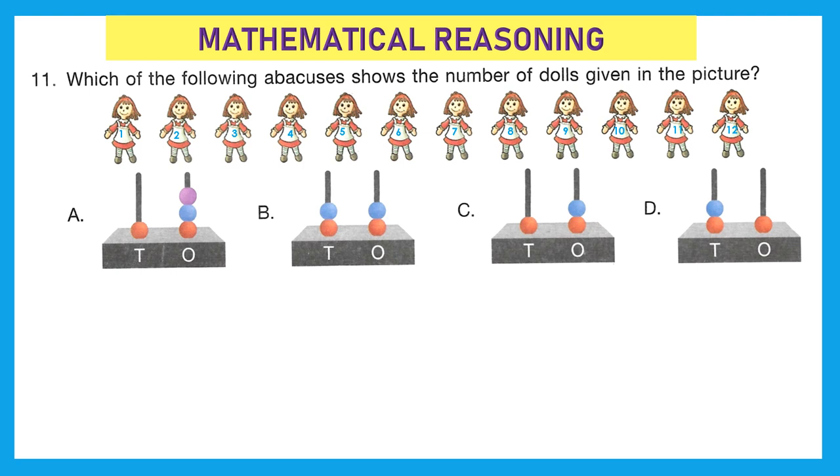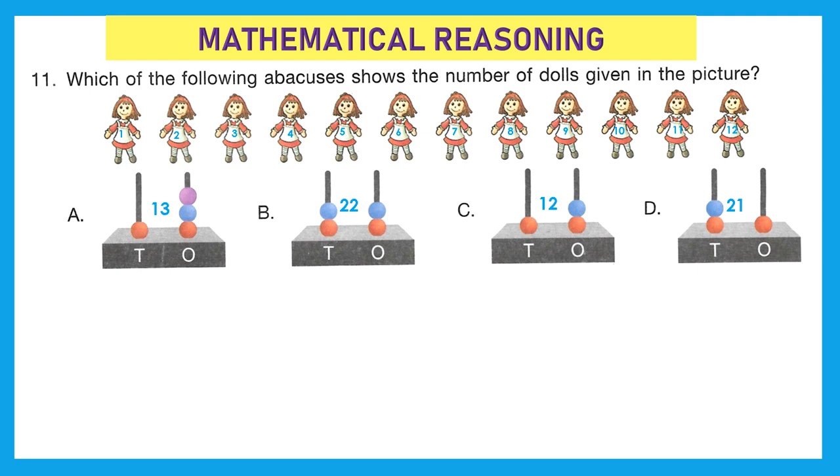Let's see the first option. It is 1, 3, 13. 1 at the tens place and 3 at the ones place. So 13. Option B is 22. Option C is 1, 2, 12. And option D is 21.